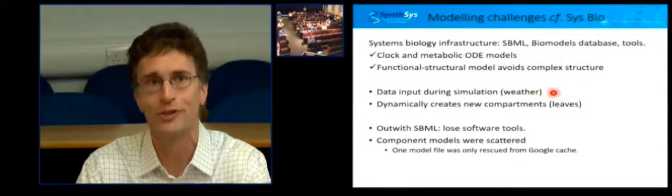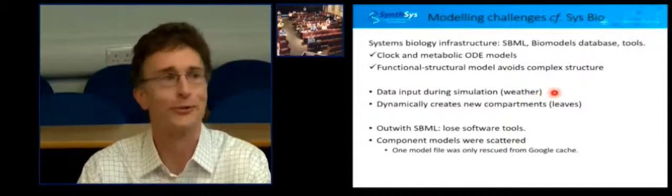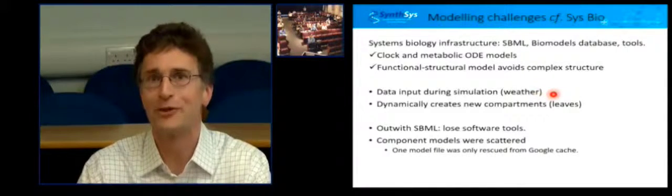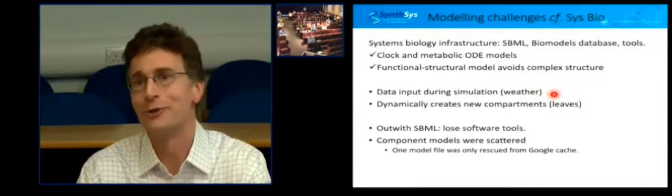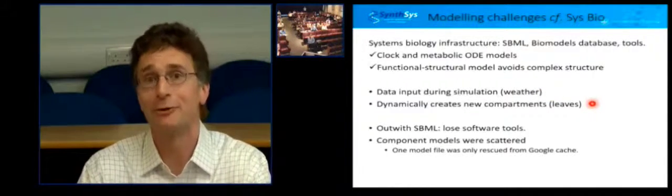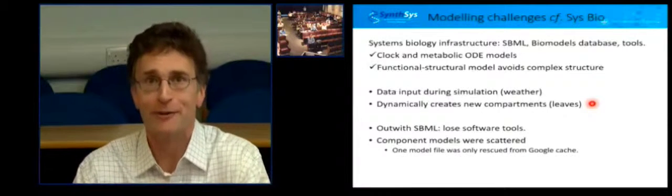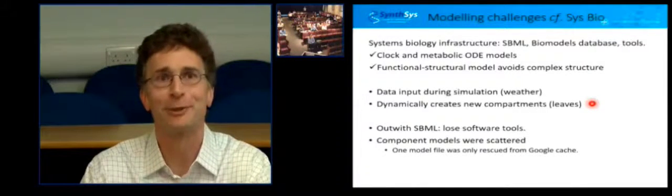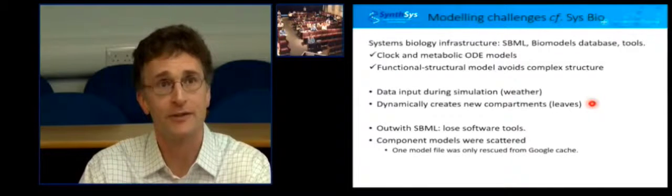However, we have two problems. Like almost all crop models, our model reads in weather data. Now, no systems biology model is used to doing that. And secondly, we dynamically create new compartments in the model, which are leaves. Of course, this is entirely standard for plant growth, but again, completely different from most systems biology models.